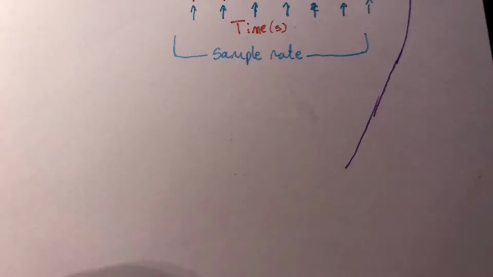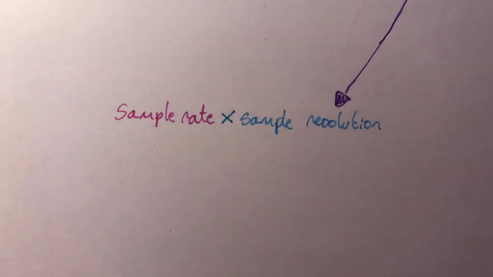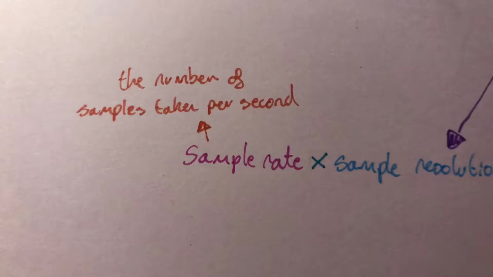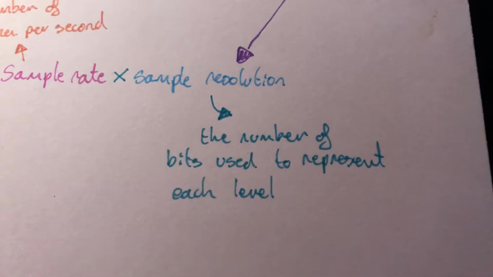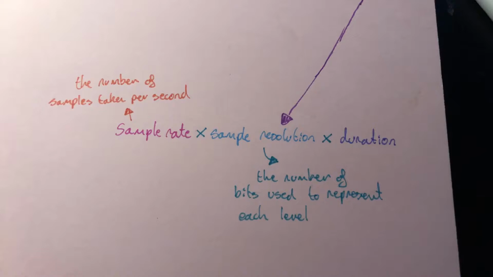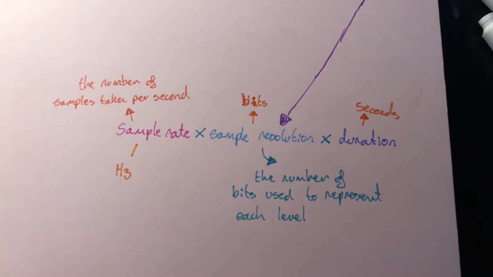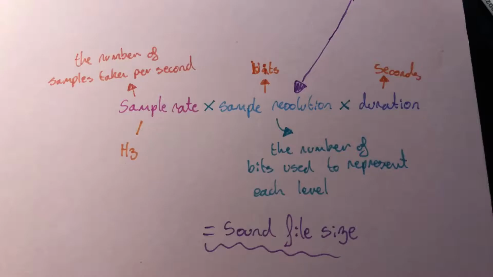So using this, we can get the formula sample rate times sample resolution. Sample rate being the number of samples taken per second, and sample resolution, the number of bits used to represent each level, both multiplied by duration with the units hertz, bits, and seconds respectively, to equal the sound file size, or sample size. And that is how you turn analog sound into something a computer can understand.